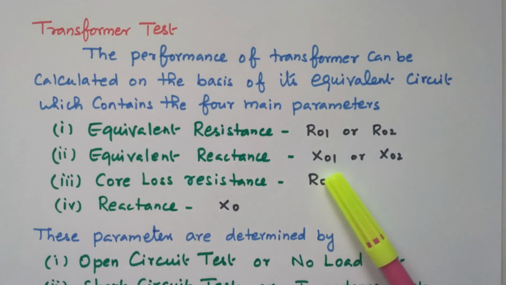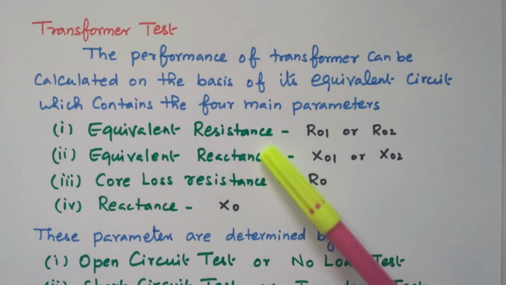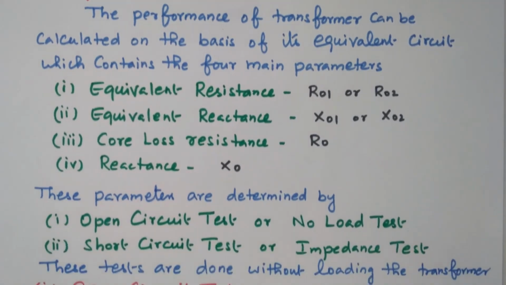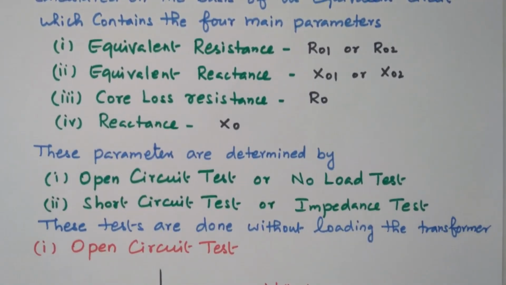Equivalent reactance X01 or X02. Core loss resistance R0, reactance X0. By using these four parameters we can draw the equivalent circuit. From the equivalent circuit we can analyze the performance of the transformer. In order to identify these four parameters we need to do the transformer test. There are two types of tests available: open circuit test or no load test, and short circuit test or impedance test. These four parameters are calculated from these two tests performed on the transformer.